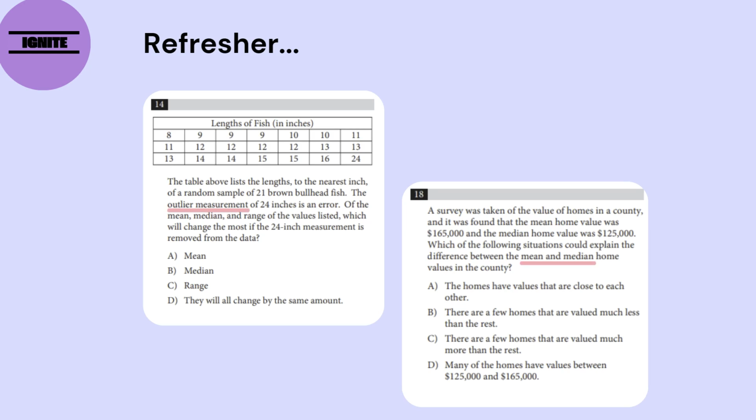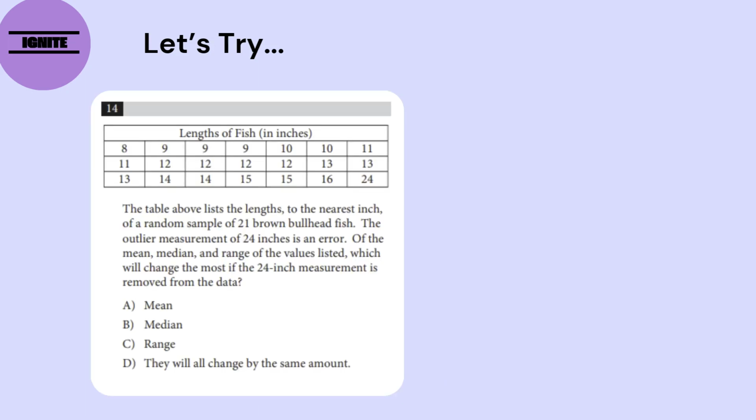So in these questions, we see something that is mentioning an outlier in question 14, and the mean and median in 18, which is a good indicator these questions are going to refer to the 5-number summary. Now, let's try answering some of these 5-number summary questions.